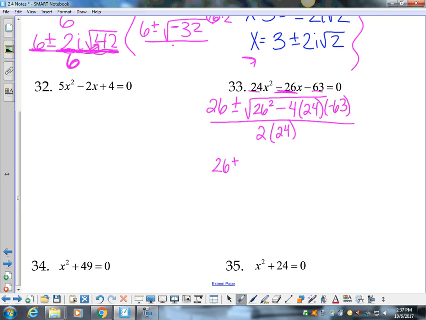So 26 plus or minus. All right, then you grab your calculator and you do 26 squared minus 4 times 24 times negative 63. And you get 6,724 over 48. Now you have the daunting task of diving into 6,724 and finding a square. Okay, now this sounds sad, but I'm going to take 6,724 and I'm going to divide it by 4.